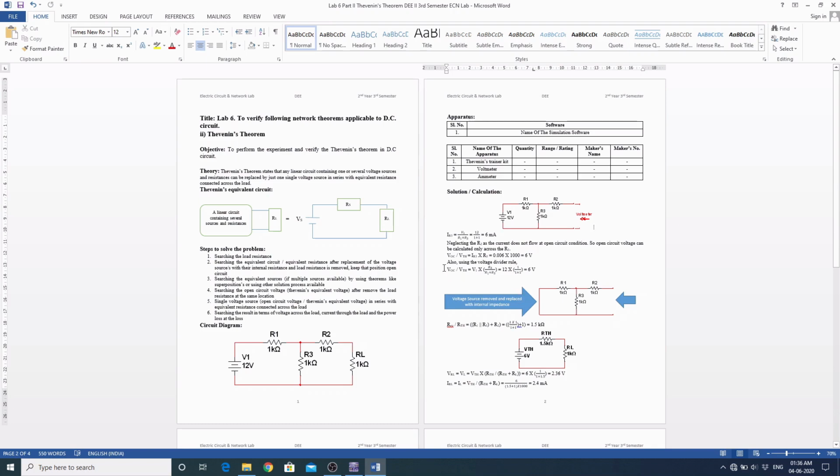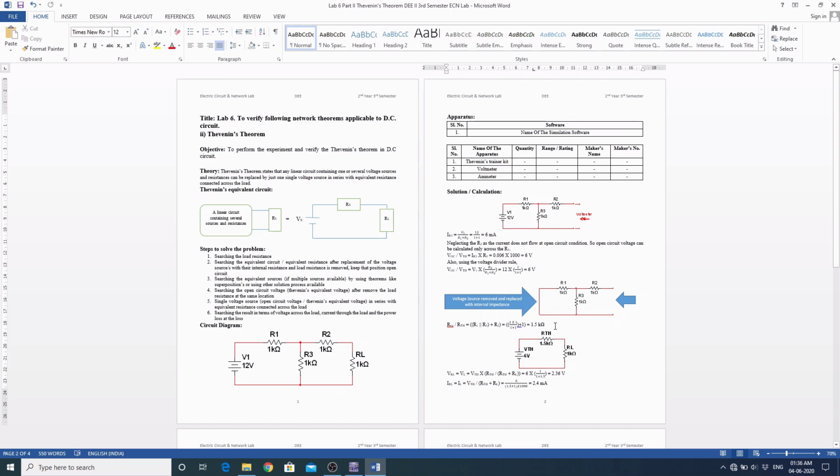And here, if I use the voltage divider rule, then also the open circuit voltage, or Thevenin's voltage, is equal to V1 into R3. Whatever voltage we have to find out across any resistance goes in the numerator, and in the denominator goes the summation of R1 and R3. So 12 into 1 by 1 plus 1 also becomes 6 volt. So we can apply any of that rule.